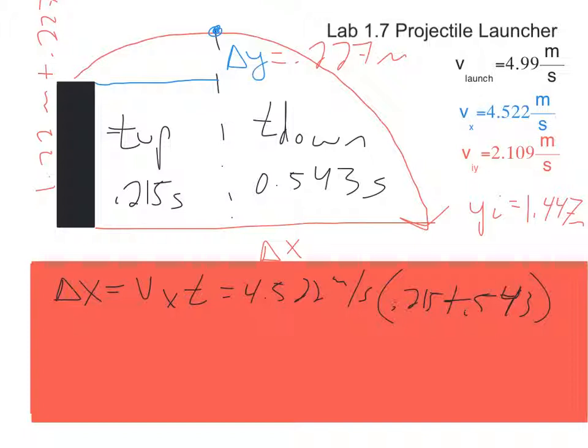So 0.215 plus 0.543, and I got a total displacement of 3.427 meters. So delta x equals 3.427 meters. So that's it. That's how far my projectile is going to land from the base of where it was fired when it is done getting fired. So that is it for that problem.